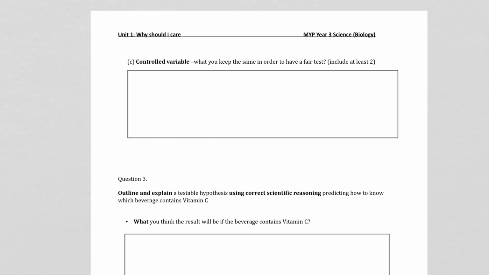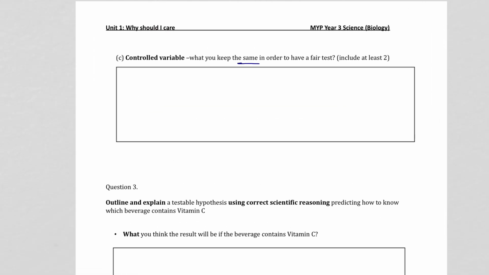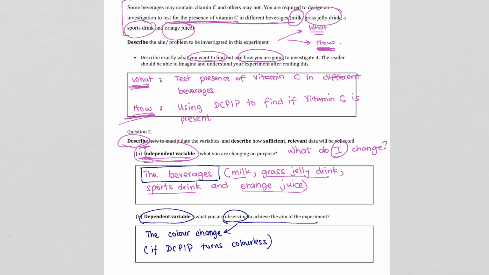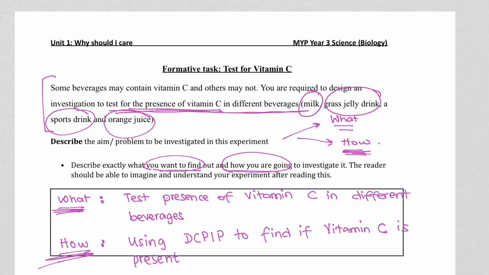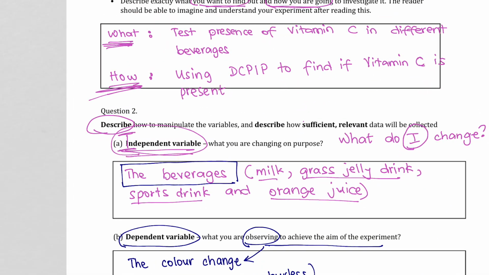Then you have a control variable, what you need to keep the same to have a fair test. Now, if you look at this, we are using different beverages. If I use a large amount of beverage, one is a large amount, one is a small amount, one is a medium amount, then my test is not going to be fair.